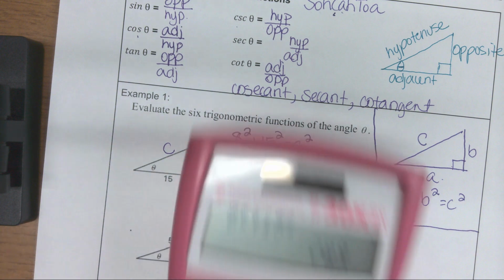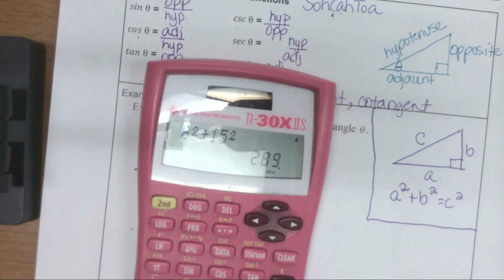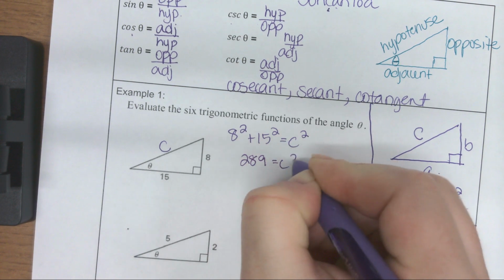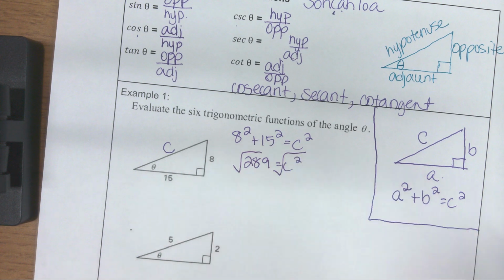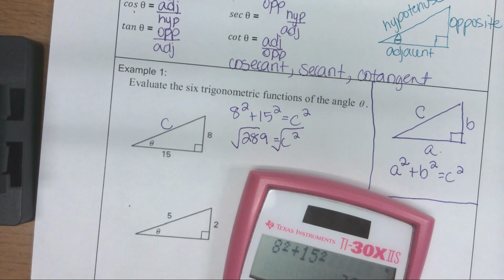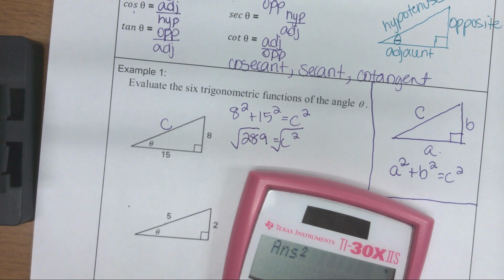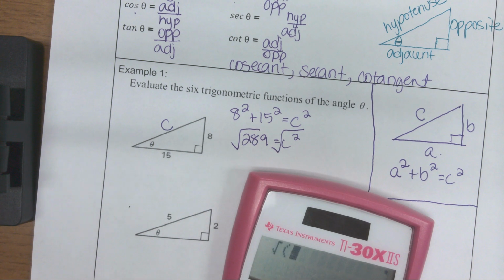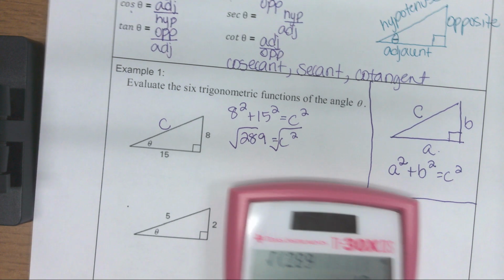I get 289. Are you getting the same thing? Okay. And is the square root of 289 exact? It is. I get that at 17. You with me? Okay.